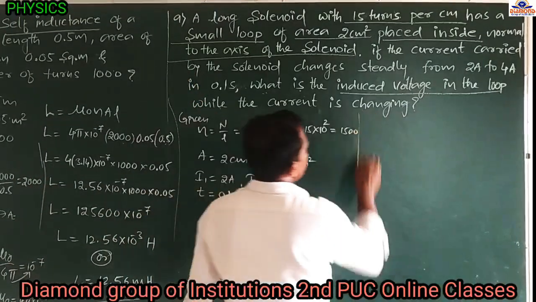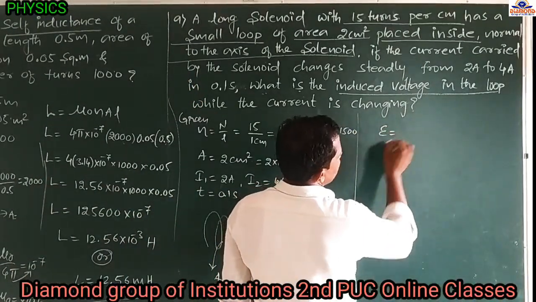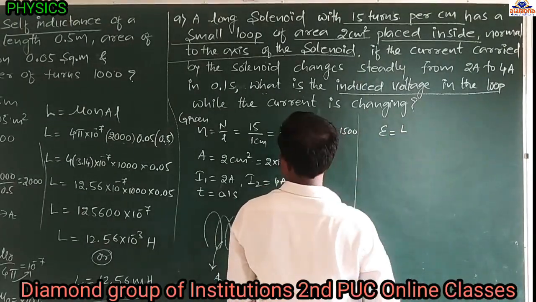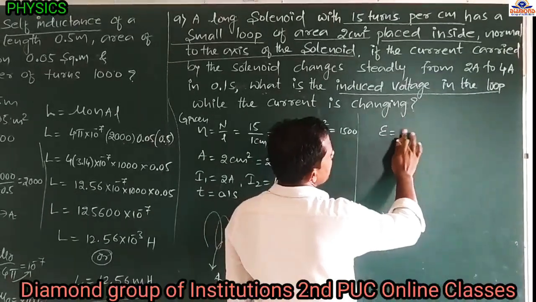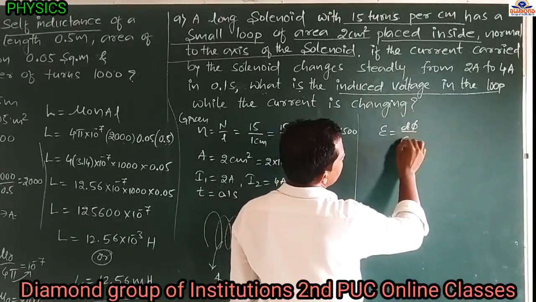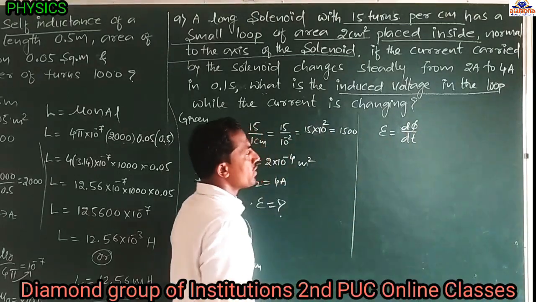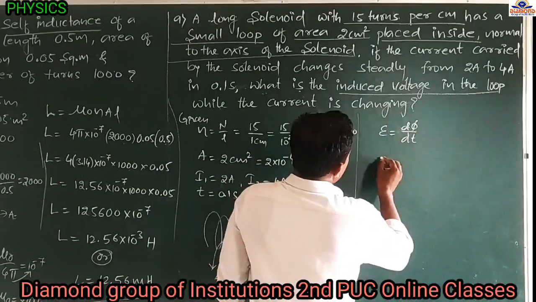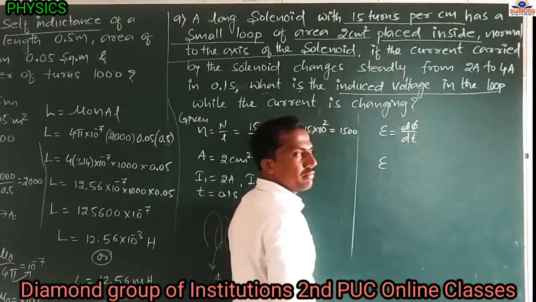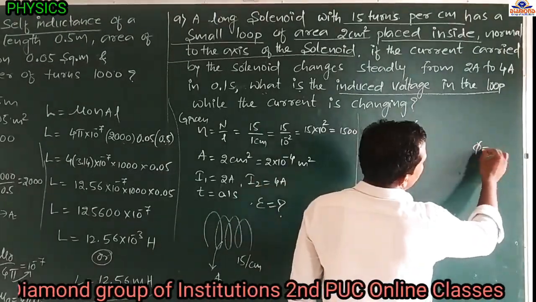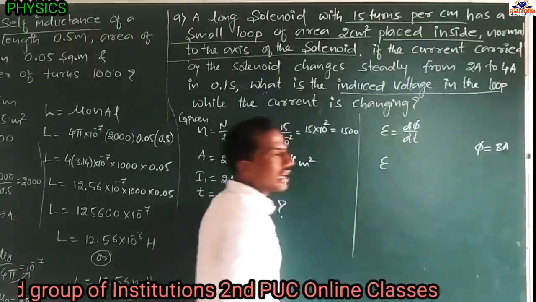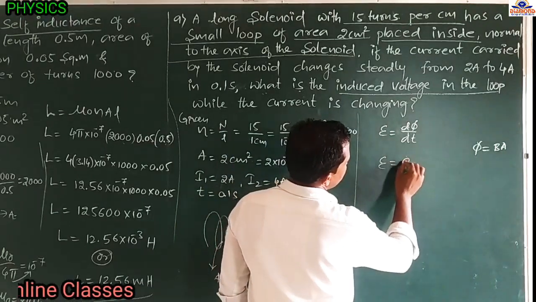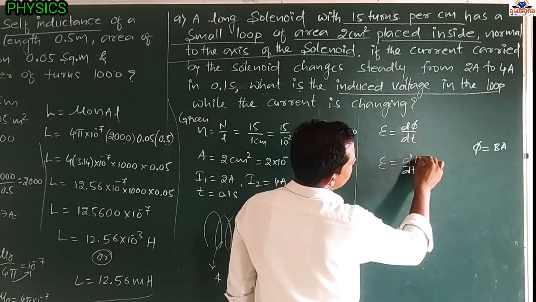Then we are writing E equals, the formula is, E equals d phi by dt. We are calculating the induced voltage, or EMF. Phi means magnetic flux. Magnetic flux formula is B into A, magnetic field into area. Then we are writing d by dt of B into A.